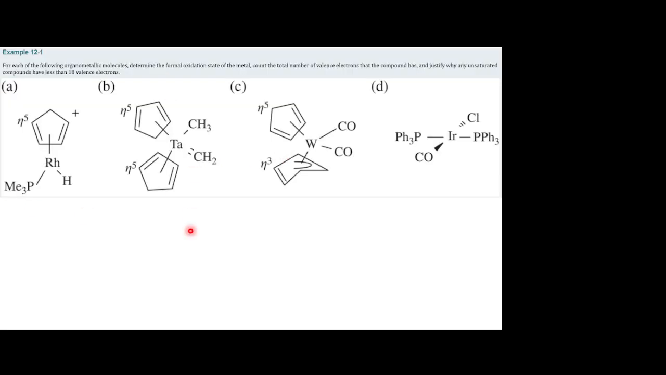So let's try this. For each of the following organometallic molecules, determine the formal oxidation state for the metal. Let's count the total number of valence electrons the compound has, and justify why any unsaturated compounds have less than 18 valence electrons. Go ahead and just do the first two real quick, okay? So the N5 here, what does that mean? So all 5 of those are bonded, aren't they? So it's centered on it.